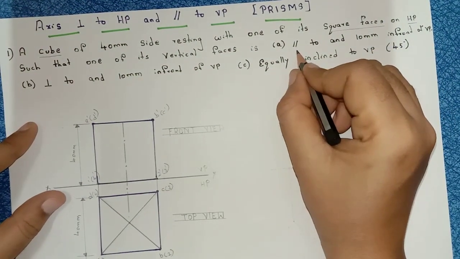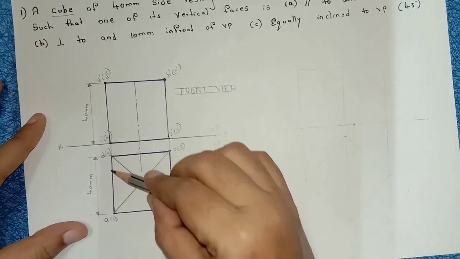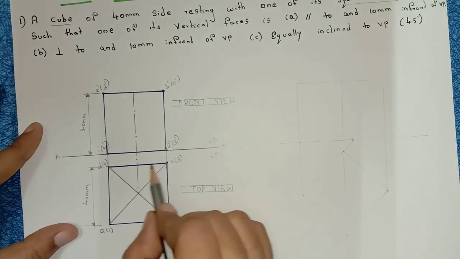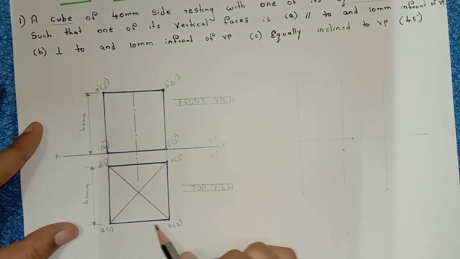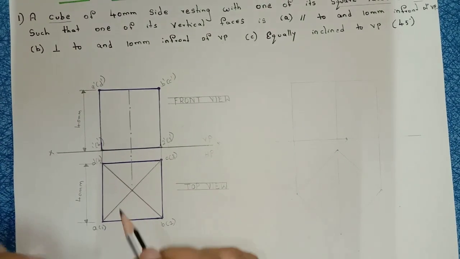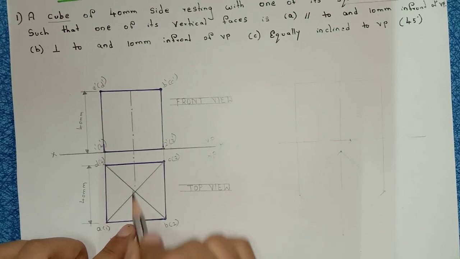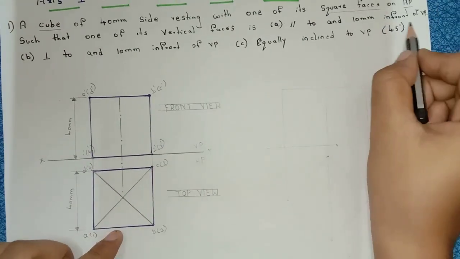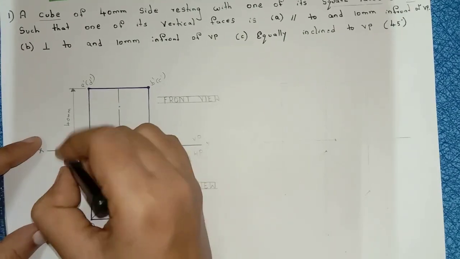Now you see, in this question they mention A, B, C. A is parallel to and 10 mm in front of VP. You see, one of the vertical faces, this is a cube, right? These are called faces, A, B, C, D. One of the faces, so I am considering this face. Now this face is parallel to VP. Okay, the condition is clear. 10 mm in front of VP. Here we leave a space of 10 mm.